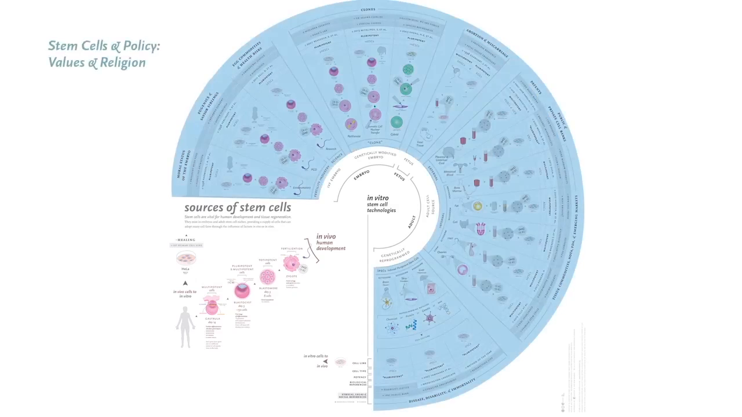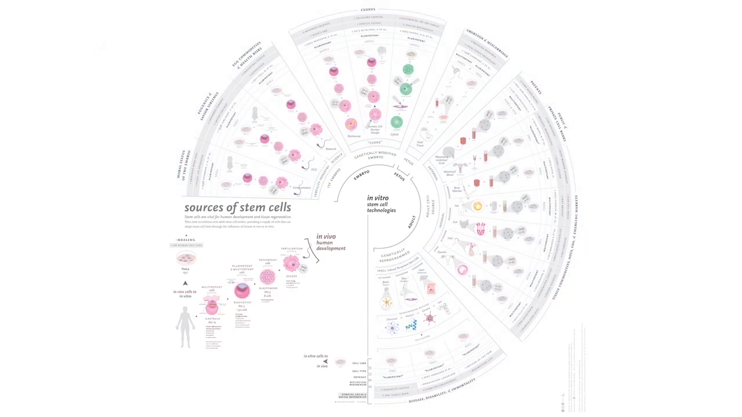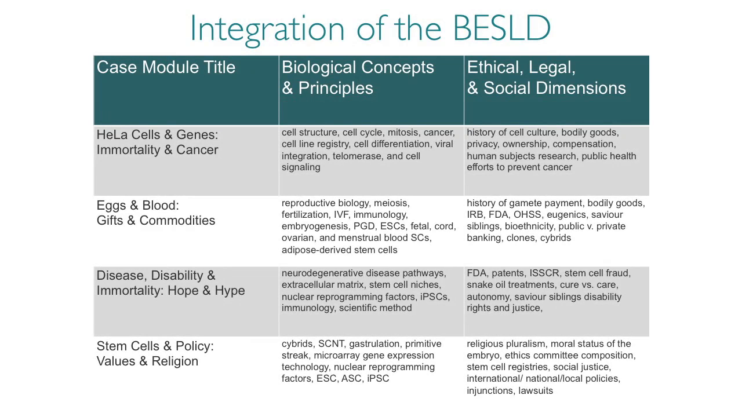The fourth module, Stem Cells and Policy, Values and Religion, reviews the changing political and legal landscape within the context of differing value systems, and how these differences shape the emergence of new professional societies, oversight committees, guidelines, laws, and bans at the local, national, and international level. Each case study is a teaching and learning module with associated teaching notes, essential learning resources, and student assignments. The case modules can be used individually or in combination.